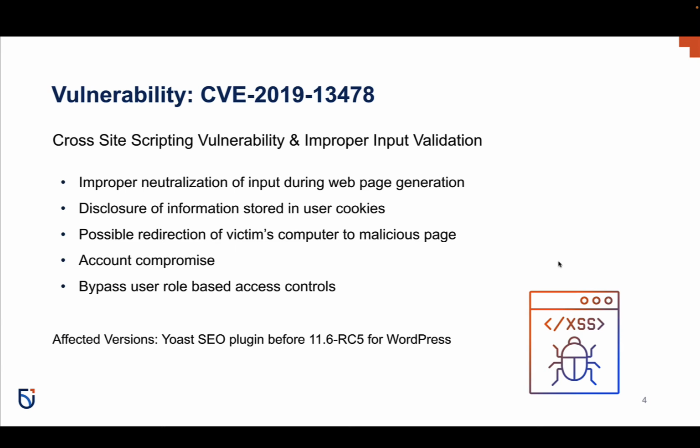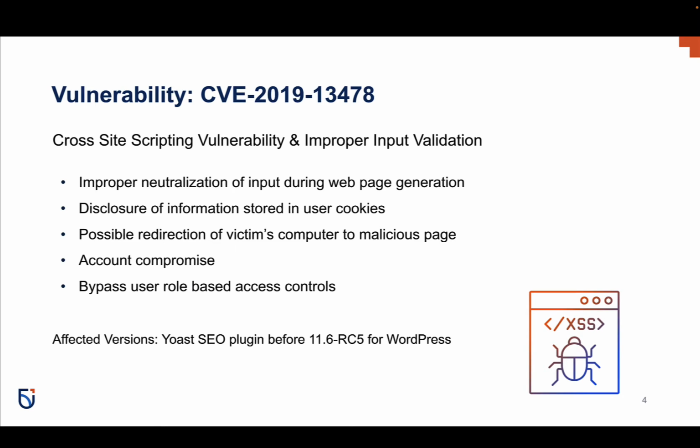The vulnerability that we are going to look at is CVE-2019-13478. It's a cross-site scripting vulnerability that affects Yoast SEO plugins. It involves improper neutralization of input, and basically it will lead to cross-site scripting, where this can lead to disclosure of information stored in user cookies, possible redirection of the victim's computer to a malicious page, as well as account compromise and bypass of user role-based access control.